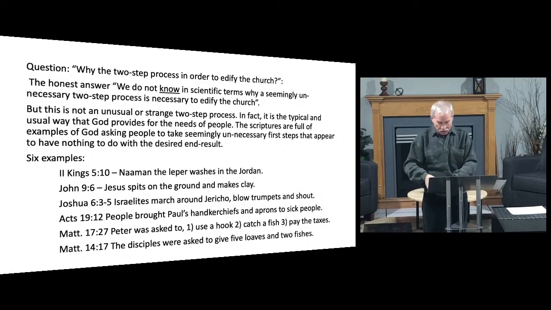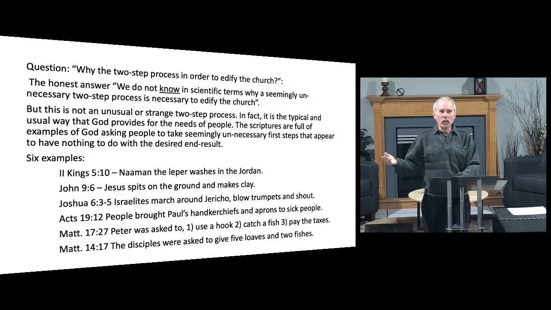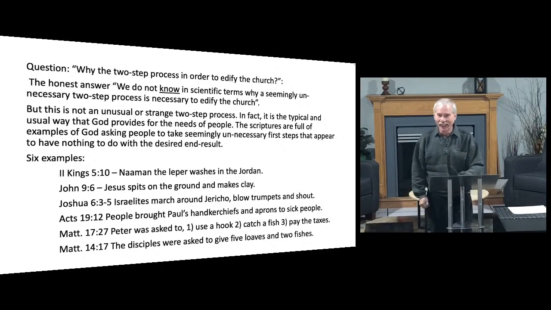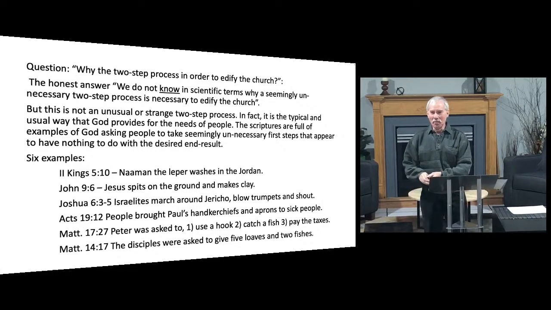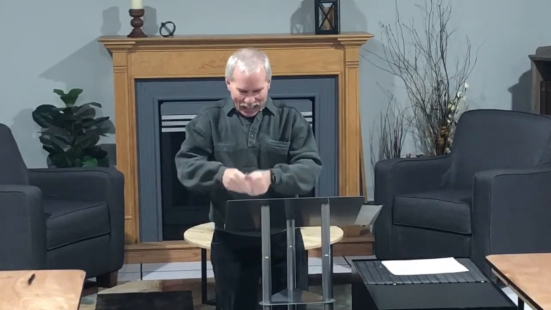Next one on my list is in John 9. Here's Jesus. We got this blind guy. Okay, so what does Jesus do? He spits on the ground. He goes and makes some mud, makes clay out of it, rubs it into his eyes. What does that have to do with receiving sight? Absolutely unnecessary. Both Jesus and the blind guy looked like fools for doing it.